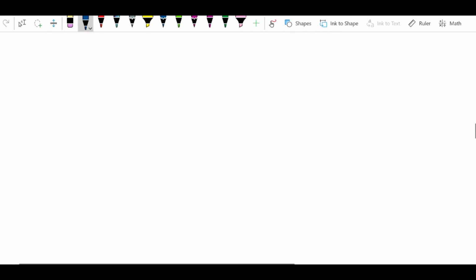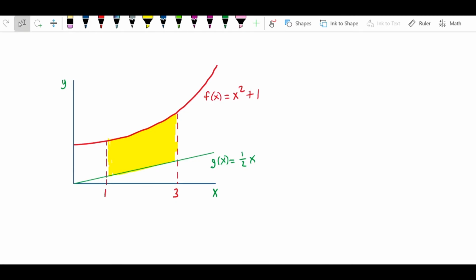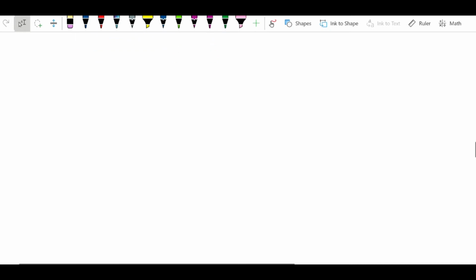Suppose we want to find the area between the curves f of x equals x squared plus 1 and g of x equals 1/2 x on the interval from 1 to 3. We certainly know how to find the area under the red curve, and we also know how to find the area under the green curve.